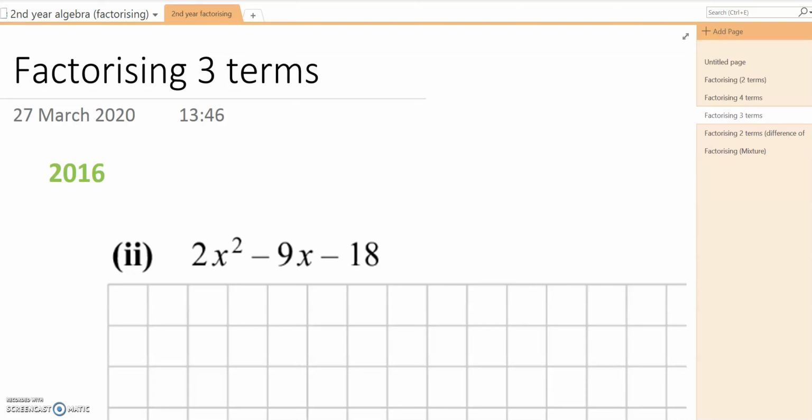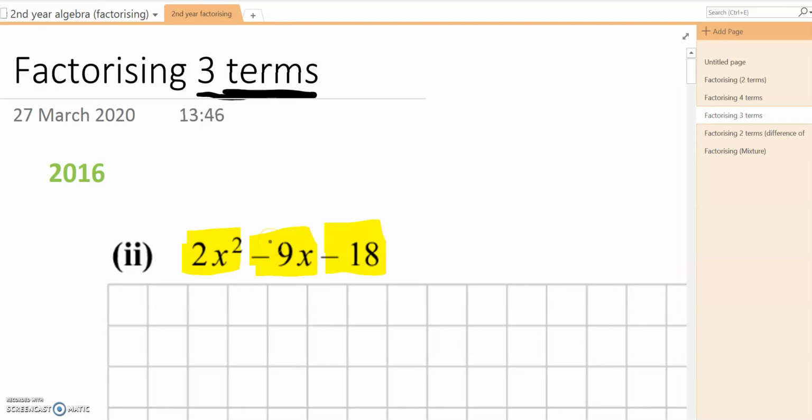Okay, in this video we're going to take a look at how to factorize three-term questions. So we have 1, 2, 3 terms. There's a specific method for these ones. If you haven't already, make sure that you look at the video for how to factorize two-term questions and the video on how to factorize four-term questions, and then look at this video.